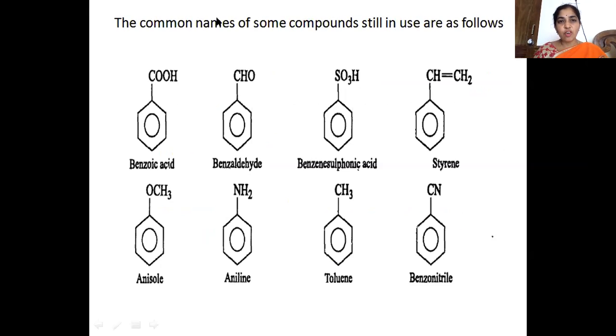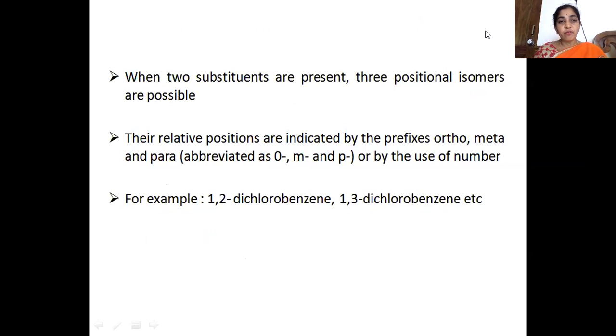You can see that some of the common names of some compounds are still in use. We still use them because they are very comfortable, so we use common names only. So here you can see the aldehyde group: it is benzaldehyde, benzoic acid, right? These are all benzenoid compounds or monosubstituted compounds. So far we discussed monosubstituted benzenoid compounds. Now, when two substituents are present, three positional isomers are possible.